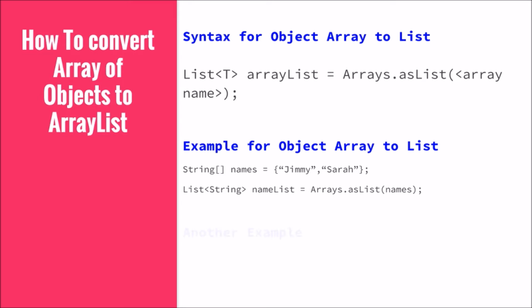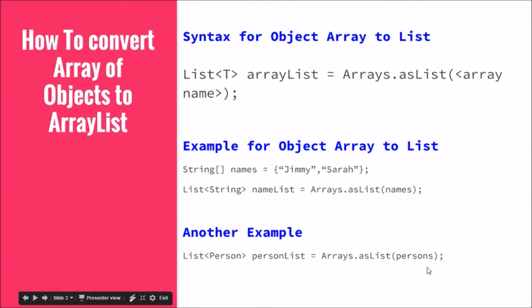Here is another example. I want to convert an array of persons to list. I'll say Arrays.asList and provide the persons array as the input parameter, and I get back the list of persons here. That is how you convert object arrays to array list.